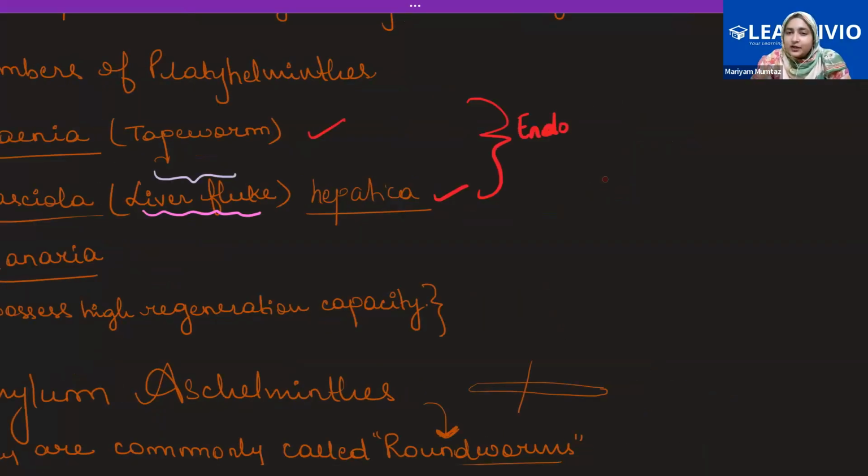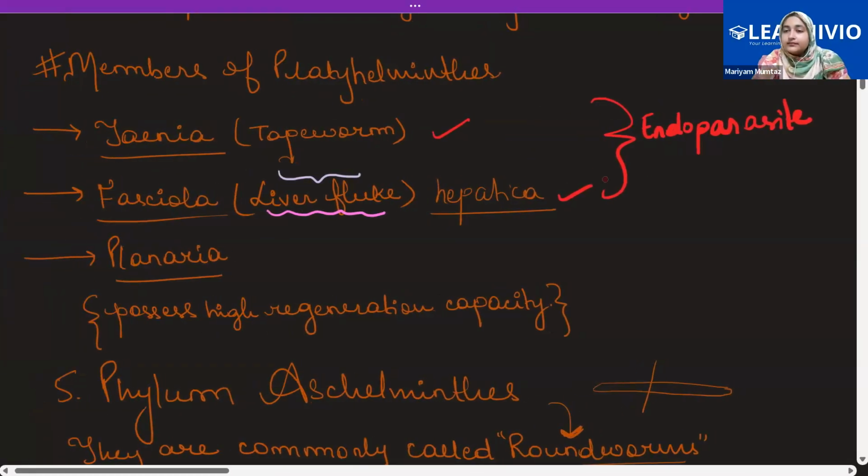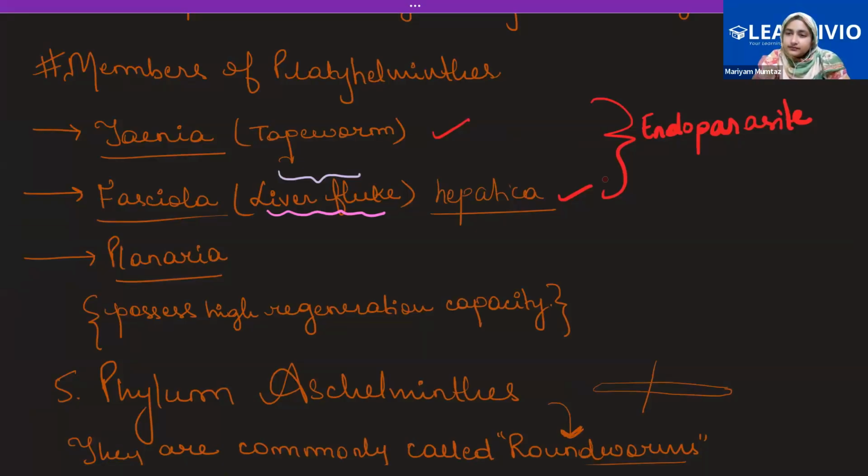What is the difference between endoparasite and ectoparasite, dear? Endoparasites are parasites which take nutrition from inside the host body, and ectoparasites get nutrition from external sources, on the surface of the body, without entering it. Can you think of some examples of ectoparasites?